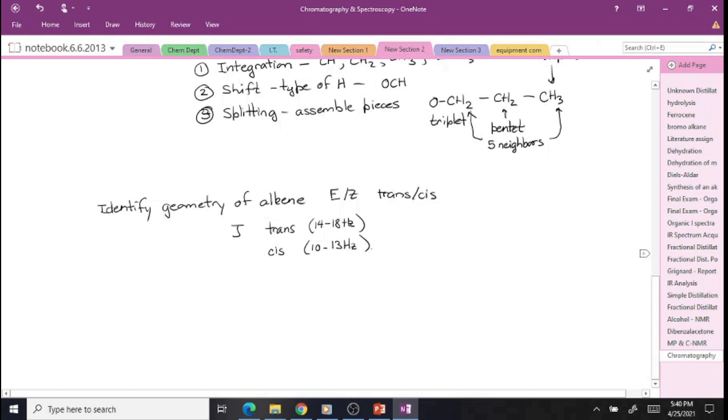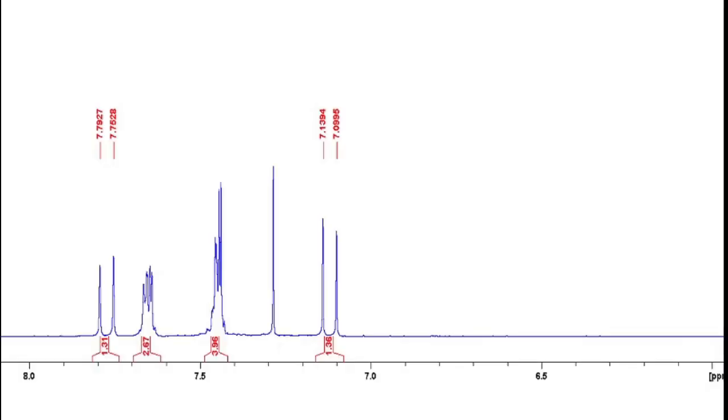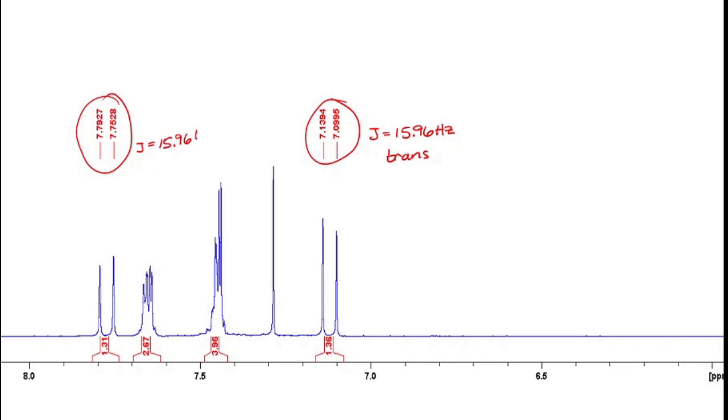Before I get to that, though, we're going to look at an example. So for coupling constant, this is the example we looked at before. We took the difference between those 2 chemical shifts, multiplied by 400, and we found that we had a coupling constant of 15.96 Hertz. So this is in that 14 to 18 range. So this is a trans coupling, suggesting this is a trans compound. And we could do the same thing, take the difference here, and again multiply by 400, and we again get a coupling constant of 15.96 Hertz.